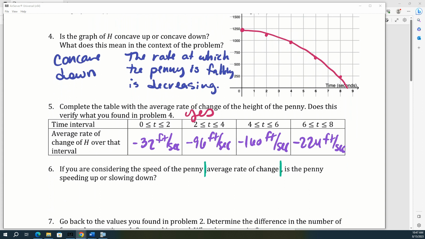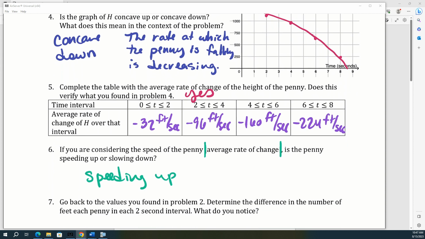So speed never has a positive or negative sign. It doesn't have a direction. So if we're just talking about the speed, the absolute value of the average rate of change, is this penny speeding up or slowing down? Speeding up. And that's fairly obvious if you think about it, because gravity is affecting it.